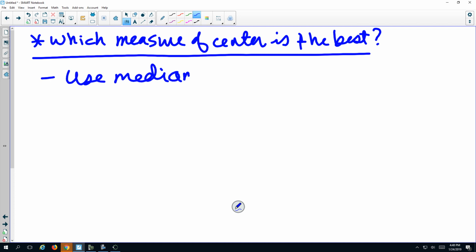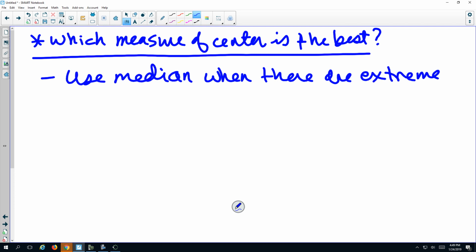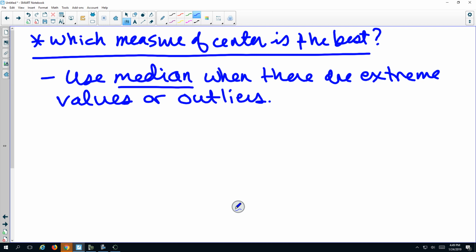So we're going to use the median when there are extreme values. So that could be extremely high or extremely low, or what we call outliers. So use the median when there are extreme values or outliers. I apologize for my handwriting. Use the median when there are extreme values or outliers, because the median is not susceptible to those.